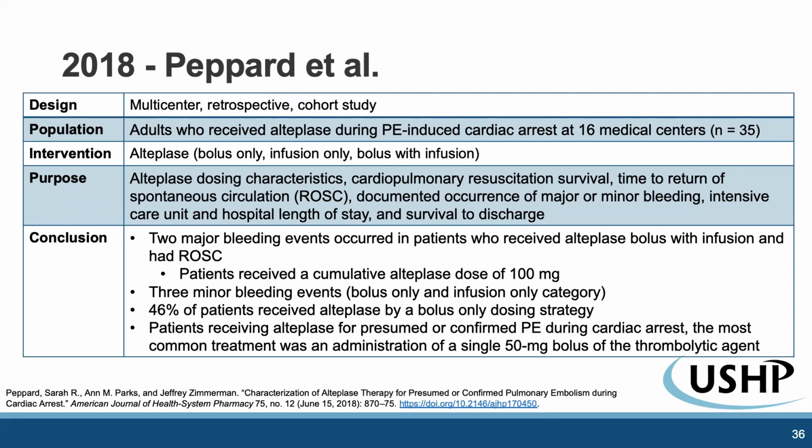And then 46% of patients received alteplase via bolus only dosing strategy. And lastly, patients receiving alteplase for presumed or confirmed PE during cardiac arrest. The most common treatment was administration of a single 50 milligram bolus of thrombolytic agent. So this study highlights once again that thrombolytics can cause both minor and major bleeding within our patient population. And once again, we're seeing this single 50 milligram bolus dosing as a regimen that was proven to work well in the patient population of this study.